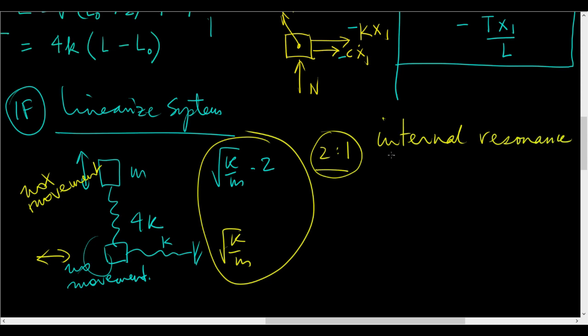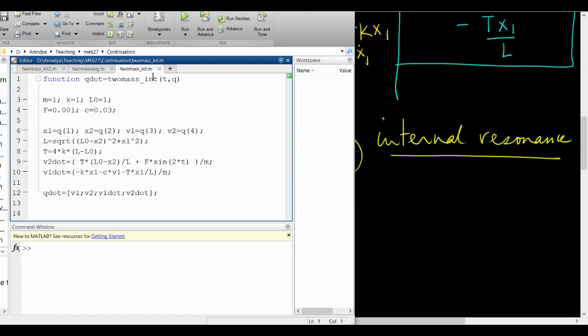Could be 1:3, could be 3:2 or something as well. That is why I have called this MATLAB file int for internal resonance. I have chosen the force and damping to be very small for reasons that will be clear to you later. There is an interesting behavior here.